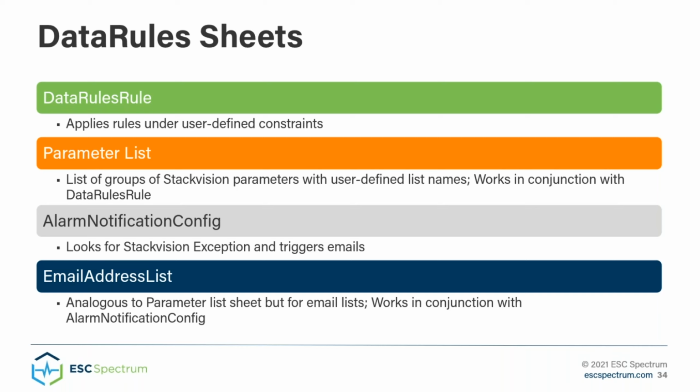And I'll show you what column uses the parameter list. Alarm notification config looks for specific StackVision exception, e.g. alarm name, and triggers emails. And whenever it triggers an email, the email address list is used. And it's analogous to the parameter list sheet, but for email lists. And it works in conjunction with the alarm notification config.